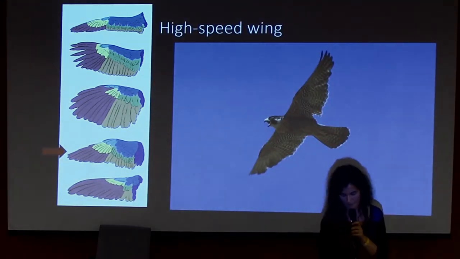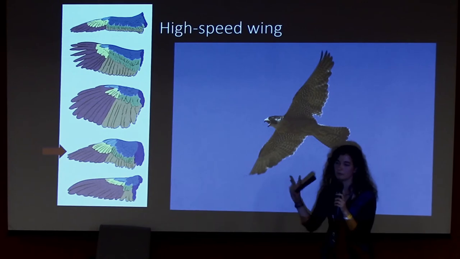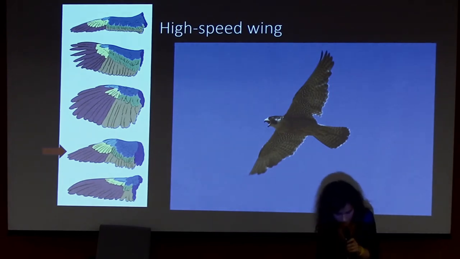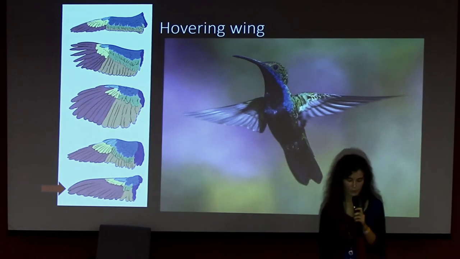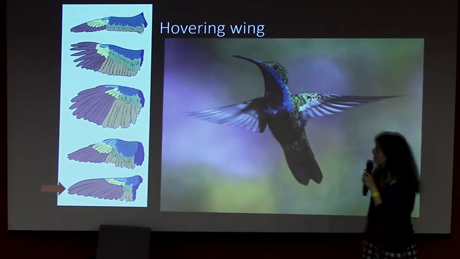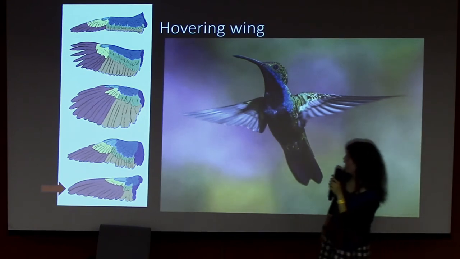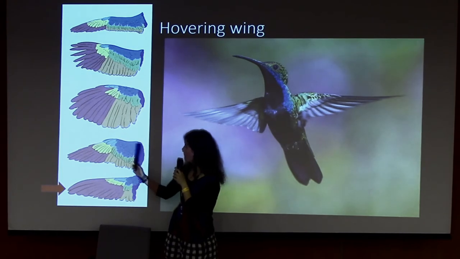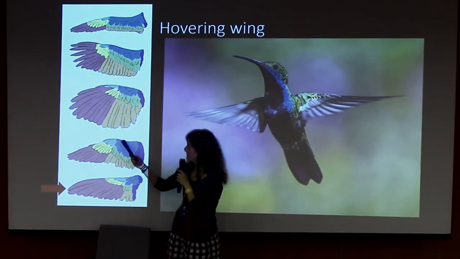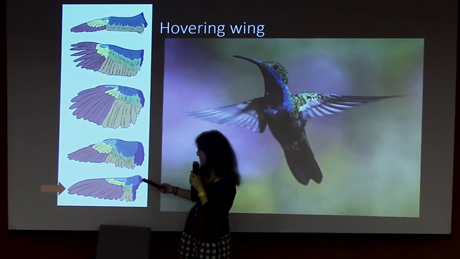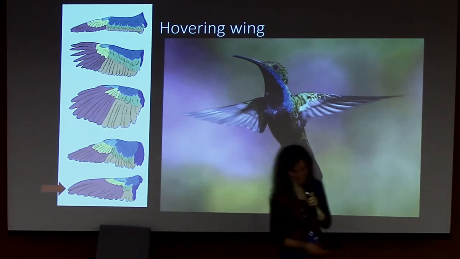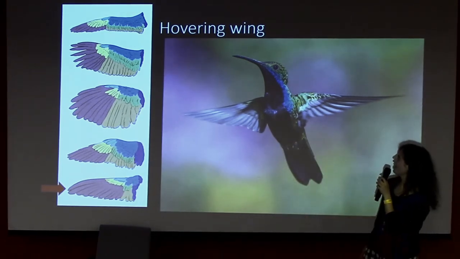Then the fourth type is high speed wings, designed for outspeeding your prey, on falcons for example. And the fifth type is hovering wings, on hummingbirds. What I actually find interesting in this picture is that the wing bones end pretty much in the cyan part here. So the bones of the hummingbird are really short, and they just flap these short arms really quickly. And I find it adorable.